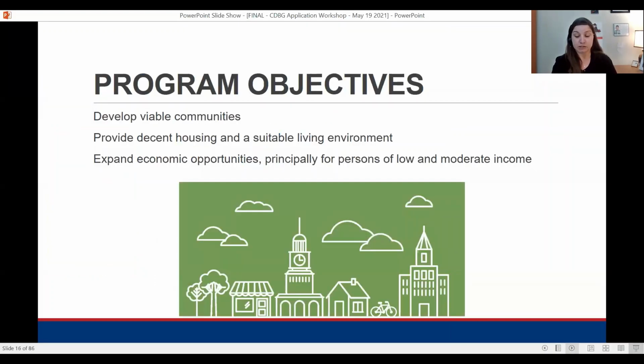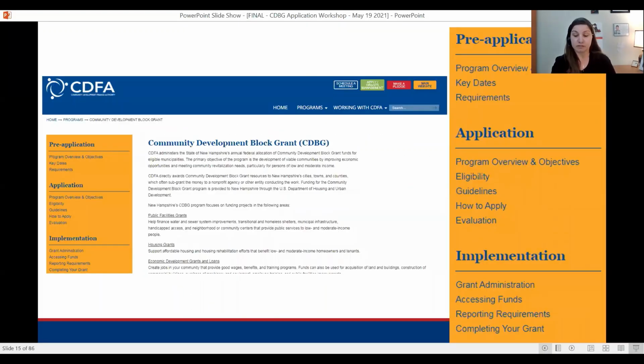Then the implementation section breaks down how to administer a CDBG grant, including general grantee requirements and administration, how to access funds, reporting requirements, and then how to close out your grant. So all the important information once you are awarded funds. Each subsection includes links to all the relevant forms and webinars and additional resources. And again, you can print documents right from the hub.